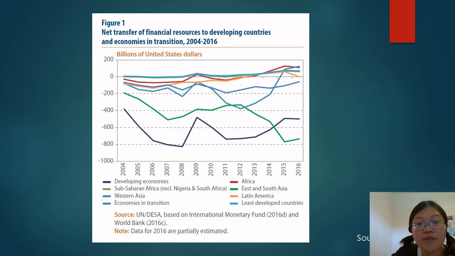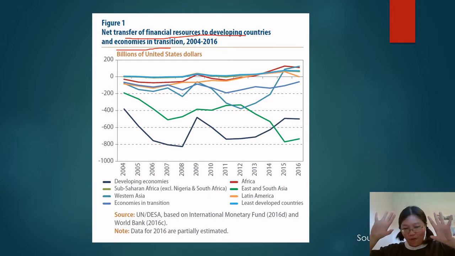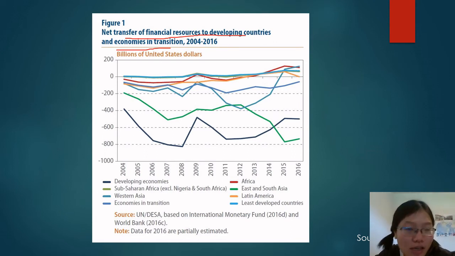And then we have this figure of net transfer of financial resources to developing countries and economies in transition. Since there are billions and billions of dollars being donated every year to the developing countries, we are imagining there's a global net flow of money and financial resources from the developed world to the developing world. So let's look at this figure, whether this is correct or not.